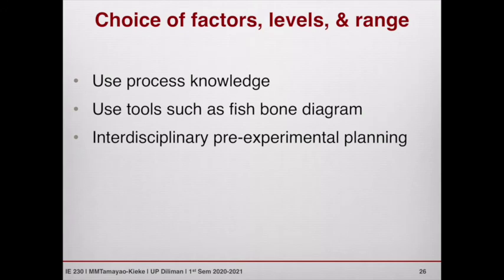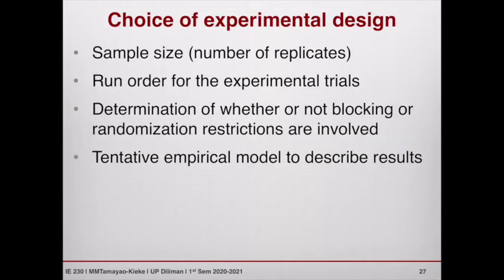Another pointer to remember when choosing factors, levels, and range is that it is usually beneficial to involve an interdisciplinary team. This is to enable collection of a wider perspective. For instance, often neglected, operations personnel and process owners usually have great insights due to their intimate understanding of the process. The next step is on the choice of experimental design.